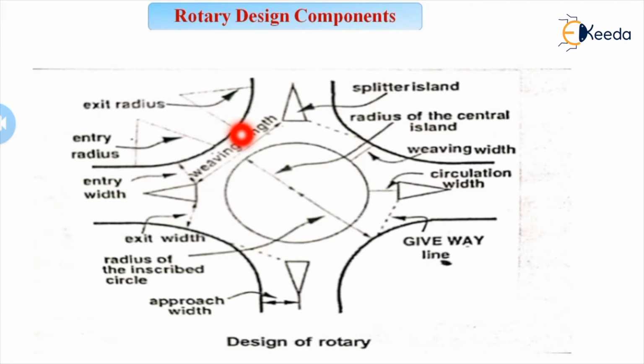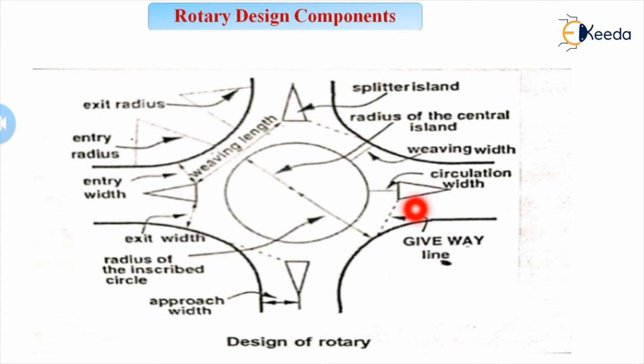The design components of the rotary are: the first, which I have covered, is the weaving length and the weaving width, and the second one is the entry radius and exit radius. That is, if the vehicle is coming from this direction, then this is the entry radius, and if the vehicle is leaving from this direction, then this is the exit radius. So this has to be designed properly. And the most important is the radius of the rotary. Depending upon the traffic, what should be the radius of the rotary? This should depend upon the traffic. And then the approach width, and this is the exit width. These are the parameters designed after deriving the main components.